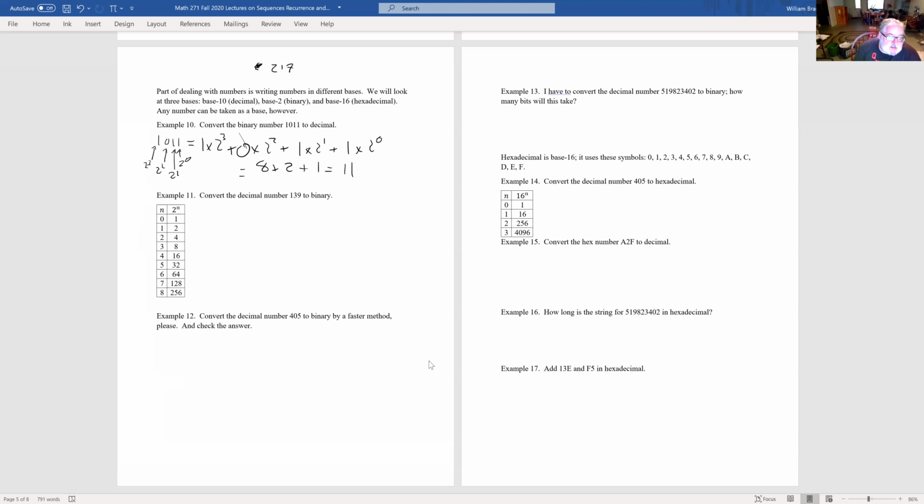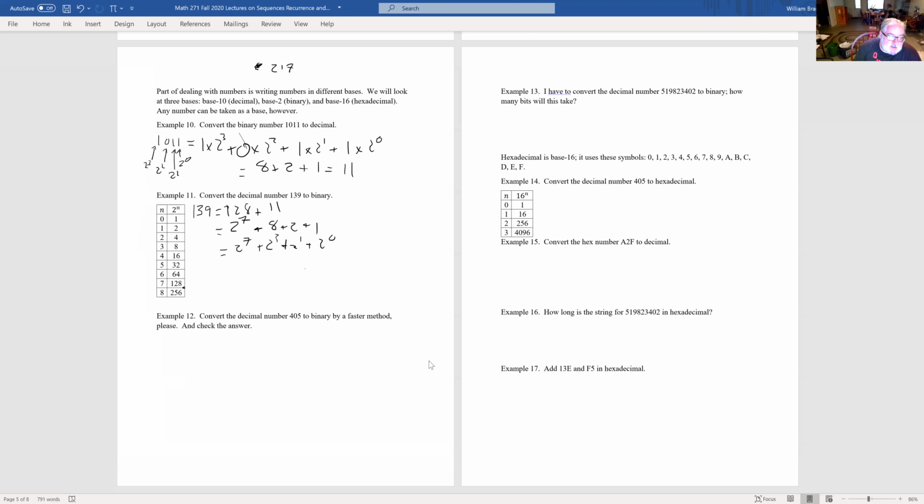How about decimal to binary? So we have 139. 139 is going to be equal to some sum of powers of 2. And 139 is between these powers of 2: 128 and 256. So I can write this as 128 plus 11. And 128 is 2 to the 7th, plus, and now we know what 11 is, 8 plus 2 plus 1. So this is 2 to the 7th plus 2 cubed plus 2 to the 1st plus 2 to the 0.